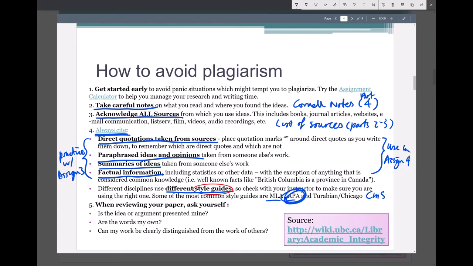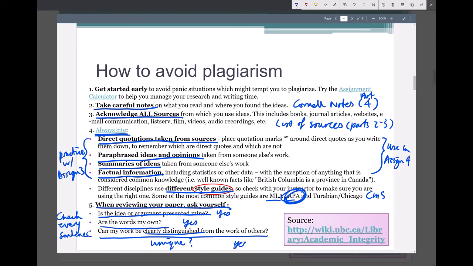Okay. And then, when you double check your paper, you're not only editing, but you check. Basically, you check every sentence in your paper and ask these questions. Is the idea or argument yours? Are these words your own if you're paraphrasing? And how much do you cite every sentence? Can my work be clearly distinguished? That means, is it unique from other people's work? The answer to these should be yes, yes, and yes for every sentence.